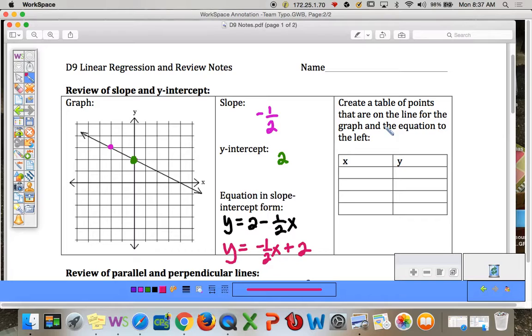Create a table of points that are on the line for the graph and the equation to the left. So let's go -4, -2, 0, 2, just picking some points here. At -4, we go up 4 to be on the line. At -2, we go up 3. At 0, we go up 2, and at 2, we go up 1. So we've looked at a graph, an equation, and a table, and you'll be tested on that as well.